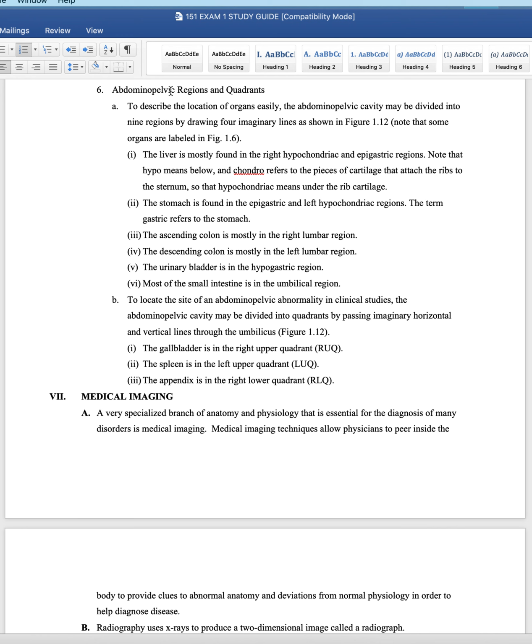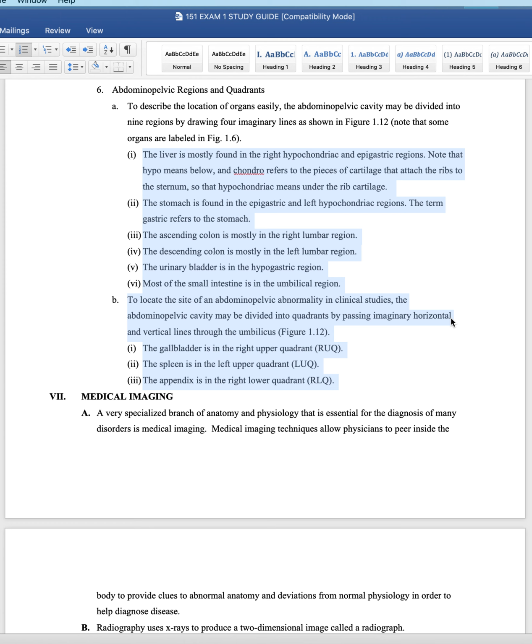All right. Also, the abdominal pelvic regions and quadrants. So we're going to have 9 major regions that are drawn basically by drawing a tic-tac-toe board. And when we look at each of the organs, they are each found in one of those 9 quadrants. And so you kind of want to know where the major organs are, because one of the first things that happens when a patient comes in with a problem is they're going to say it hurts here.